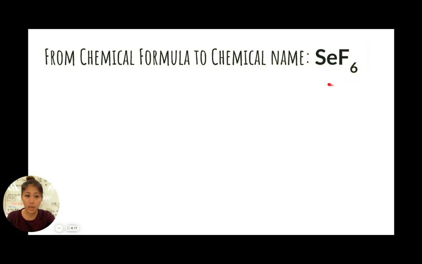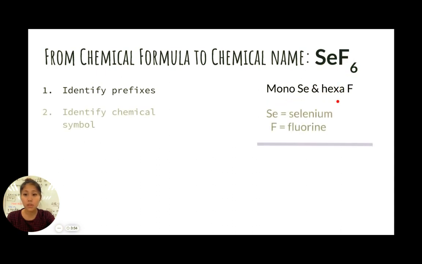We have SeF6. Starting off, we identify the prefixes. Se, we see that there's only one of them. F, we see there's 6 of them. So we identify the prefix of 1 as mono and 6 as hexa. We then identify the chemical symbol. Se is selenium and F is fluorine.